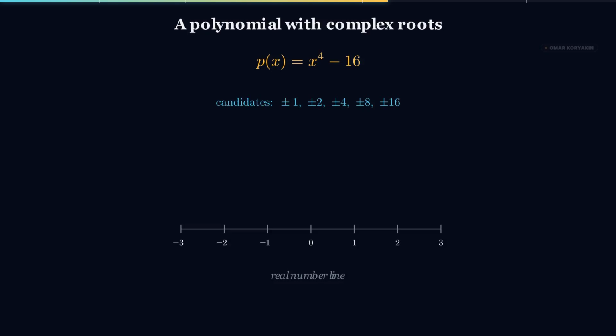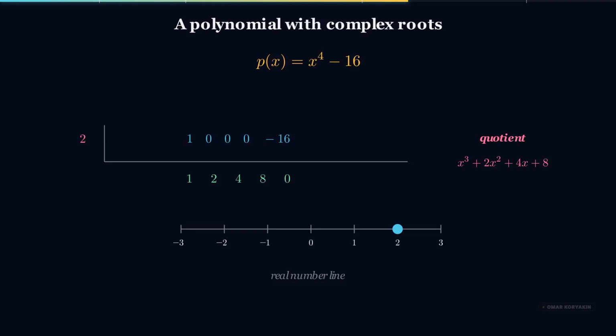The candidate list is built from the divisors of 16, plus or minus 1, 2, 4, 8, and 16. The leading coefficient is 1, so no fractional candidates this time. We try them in order of size, smallest first.